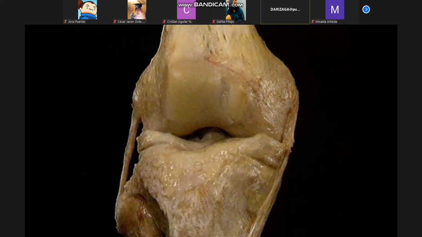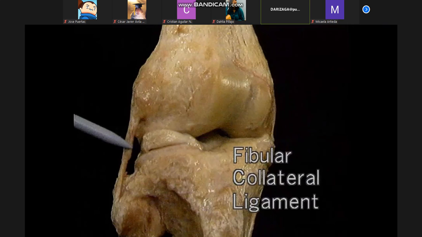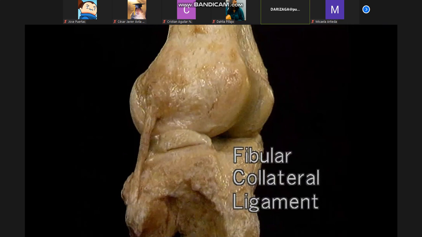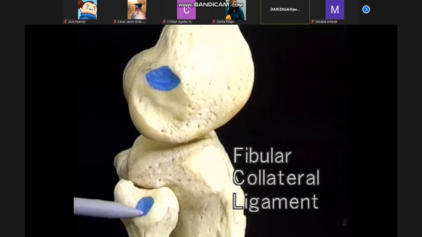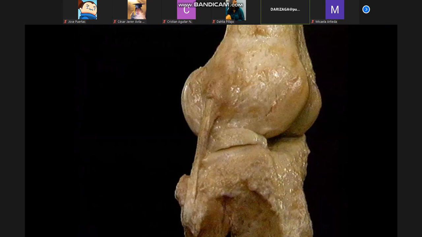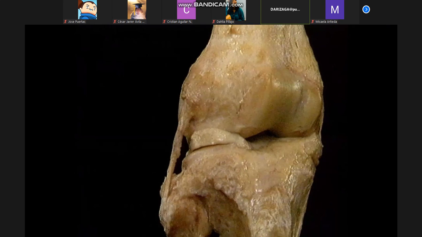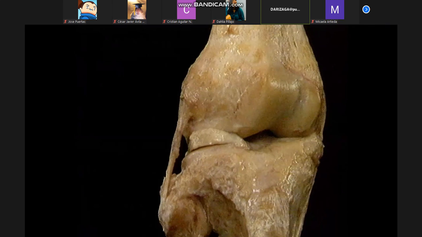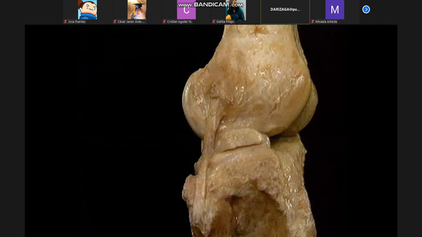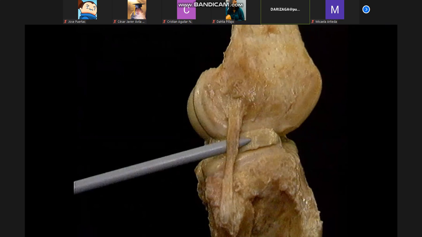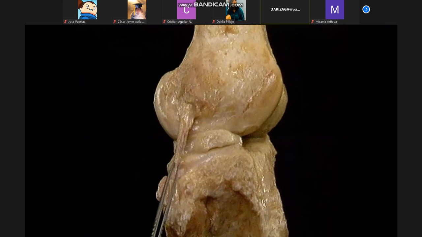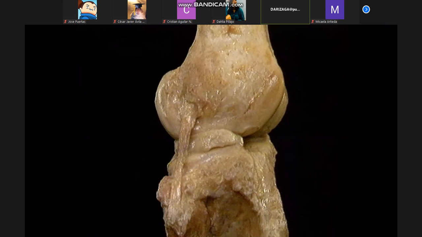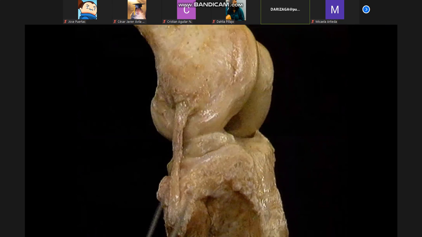Now let's look at the rather different fibular collateral ligament. It goes from the lateral epicondyle of the tibia to the head of the fibula. The fibular collateral ligament stands out from the side of the knee joint. Unlike its tibial counterpart, it doesn't blend with the joint capsule. It's not attached to the meniscus. When the knee joint is extended, both the collateral ligaments are tight. When it's flexed, they become less tight.